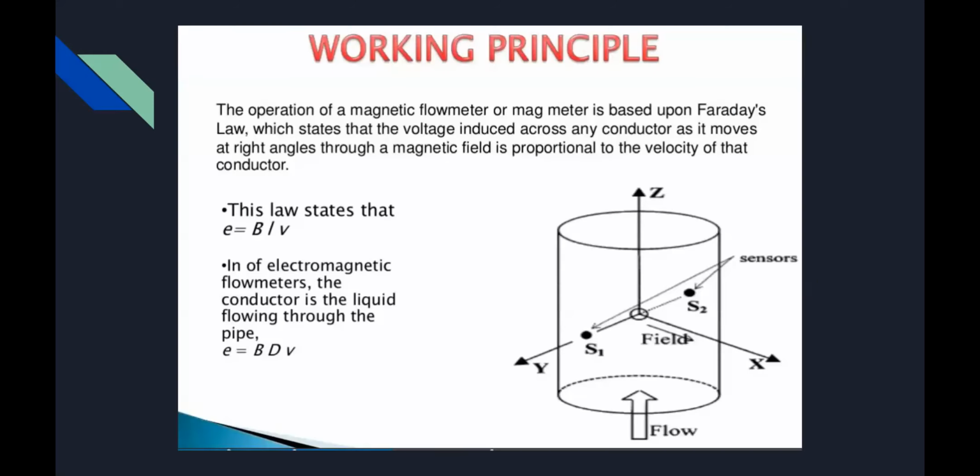Okay, next. The operation of a magnetic flow meter, or magmeter, is based on Faraday's law, which states that the voltage induced across any conductor as it moves at right angles through a magnetic field is proportional to the velocity of the conductor. The law states that E is equal to B multiplied by D multiplied by V. In an electromagnetic flow meter, the conductor is the liquid flowing through the pipe. E is equal to B multiplied by D multiplied by V.